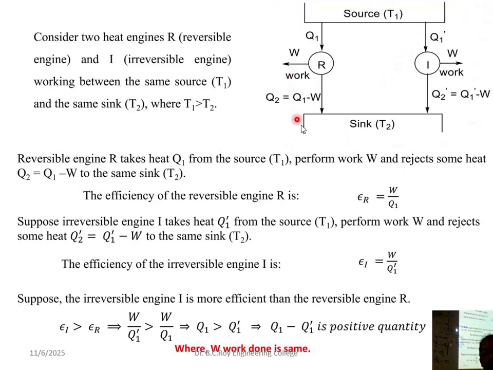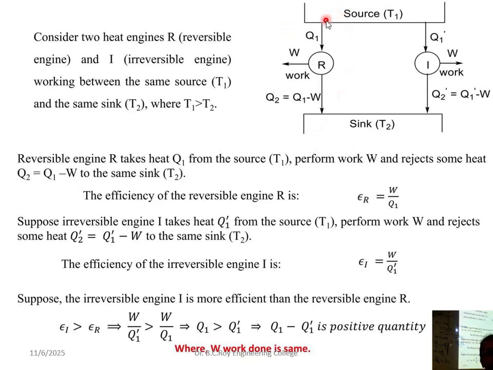So this is a schematic diagram. There is a source kept at a temperature T1, and there is a heat sink at a temperature T2. What is a heat sink? Let it be the earth. Whatever heat is generated, ultimately it goes to the earth, so we can consider the earth as the heat sink. And the source can be anything where we are producing the heat energy. That is the heat source, and this is the heat sink.